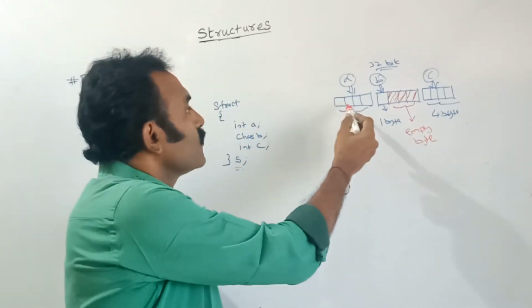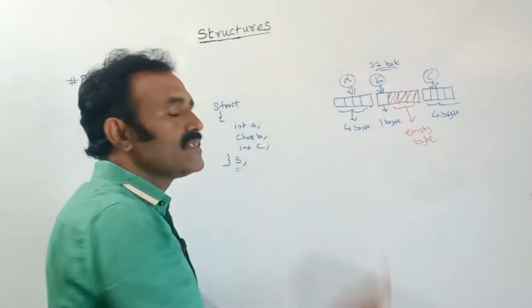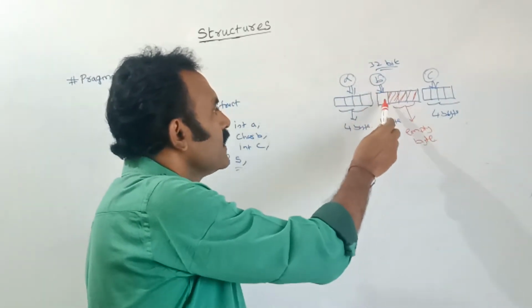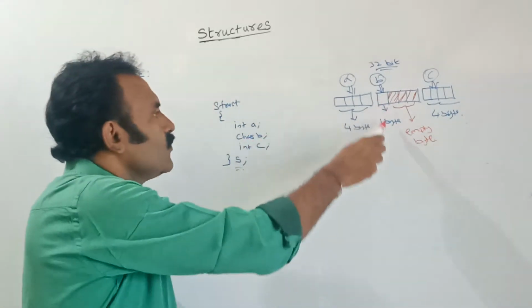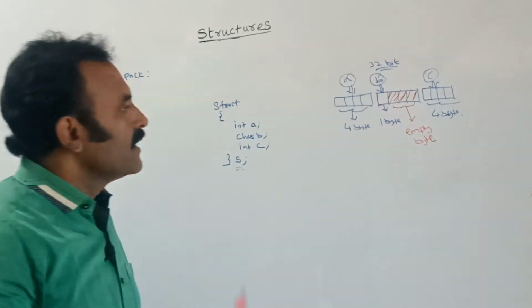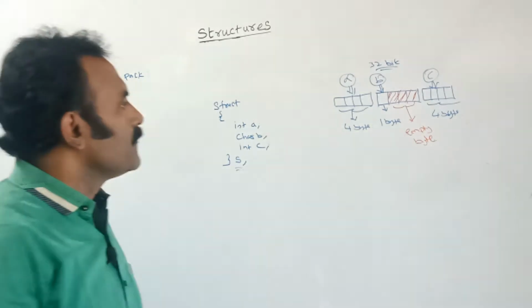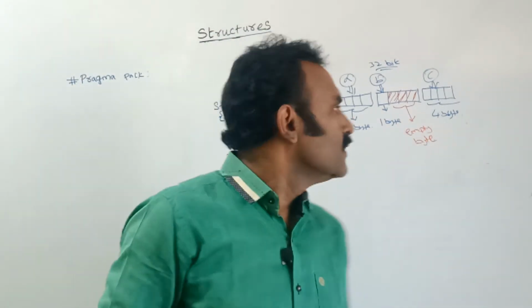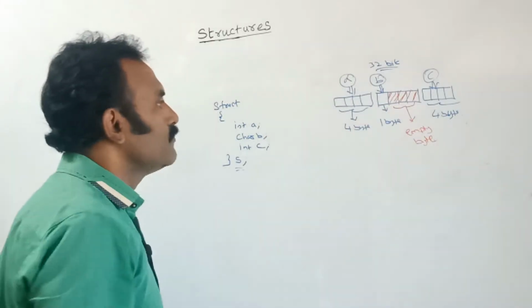Totally 3 variables. Variables are members, structure members. Here this B is the structure member. Here it occupies only 1 byte, the remaining 3 byte were empty bytes. So this is known as padding, structure padding. So this is the empty byte.